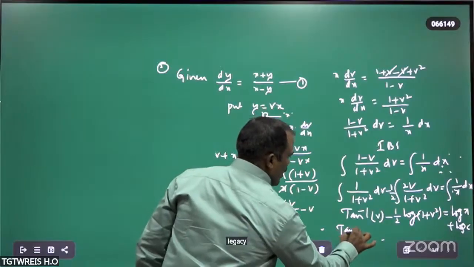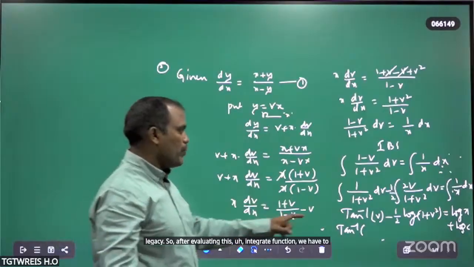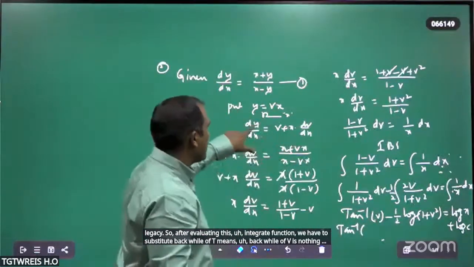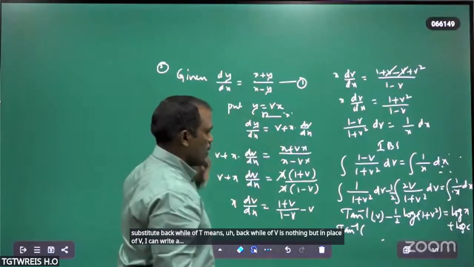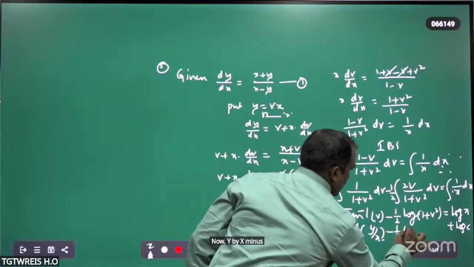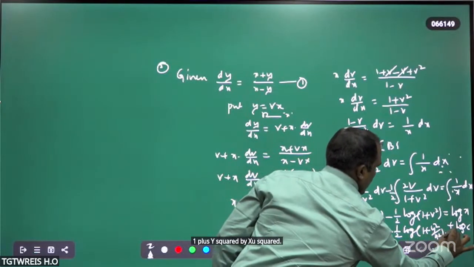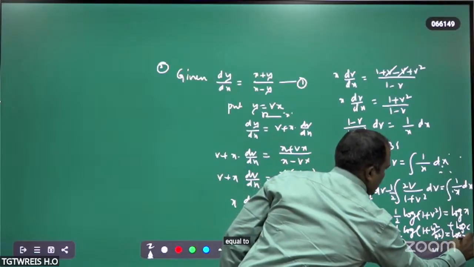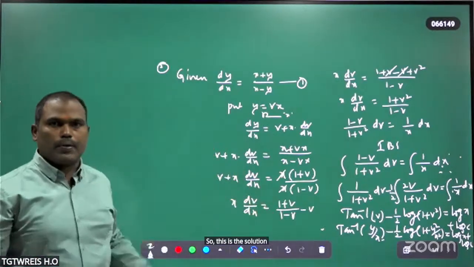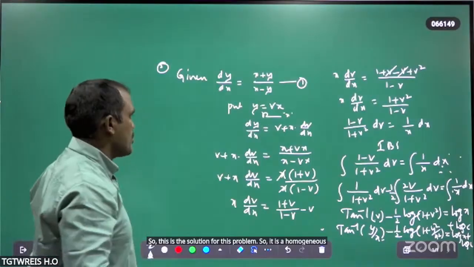So after evaluating this integral, we have to substitute back the value of v, which is nothing but y by x. Now tan inverse of y by x minus 1 by 2 into log of 1 plus y square by x square equal to log x plus log c. So this is the solution of this problem. So it is a homogeneous differential equation.